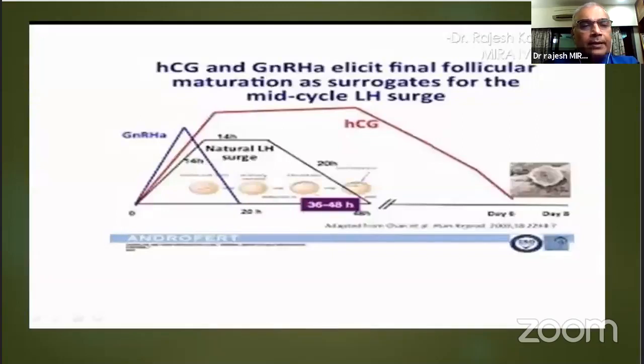So let us understand the difference between the natural LH surge, the LH surge following agonist trigger, and the hCG level after hCG trigger. If you observe the LH surge after GnRH, first let us see natural. The natural rise in LH is 14 hours, plateau 14 hours, and the fall takes another 20 hours. So 20, 14, 14, 28, almost 48 hours. The LH surge remains for 48 hours, LH activity.